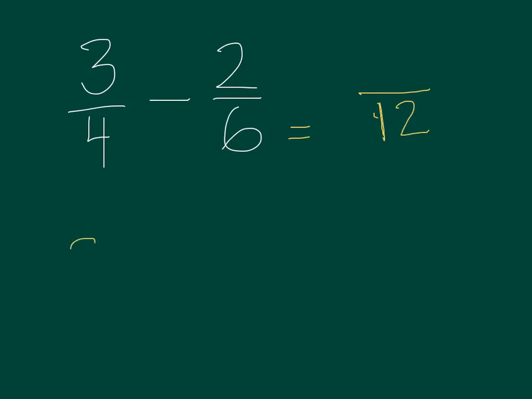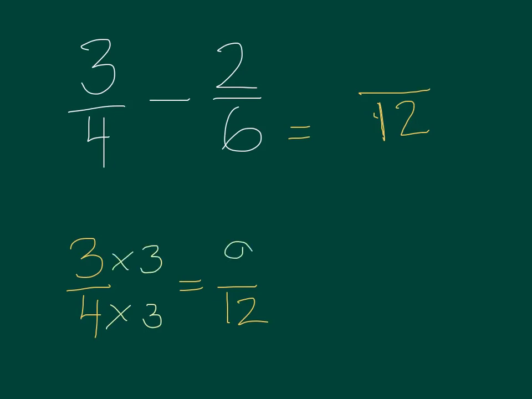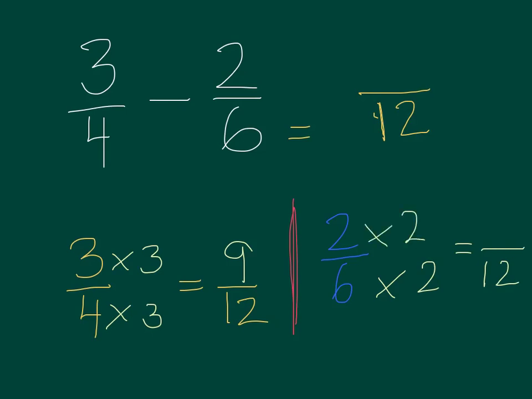So let's look at what I need to do. 3/4, and to get to something out of twelfths, what do I need to do? Well, I need to multiply 4 times 3 to get to 12. So that means I also need to multiply 3 times 3, and that's going to equal 9/12. Over here, on this side, I've got 2/6. I know that to get from sixths to twelfths, 6 times 2 will get me to 12. So if I multiply 2 times 2, that will equal 4/12. So I wind up with 9/12 and 4/12.